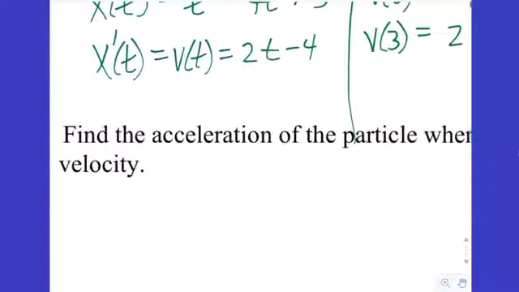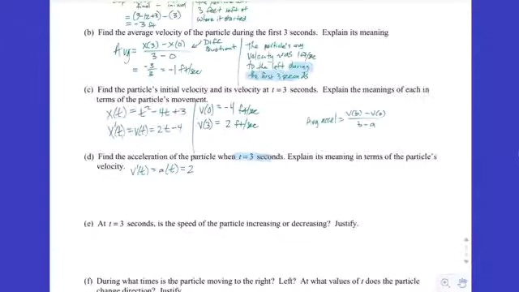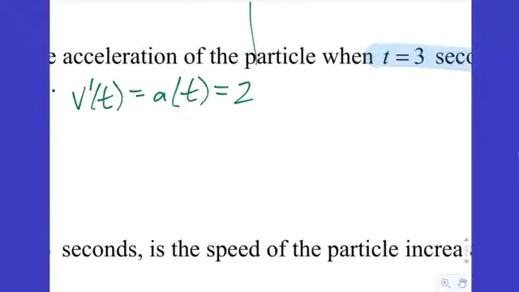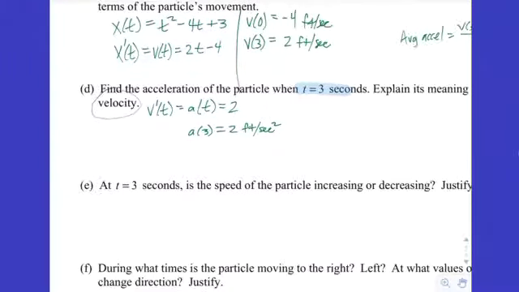Because I called it V up above, I can just say V prime of t, and again, I'll give it a meaningful name. I'll call it A of t, and it just ends up being 2. Does that mean I've answered it for t equals 3 since it's a constant? No. I still want to say A of 3 equals 2, and that would be feet per second squared.